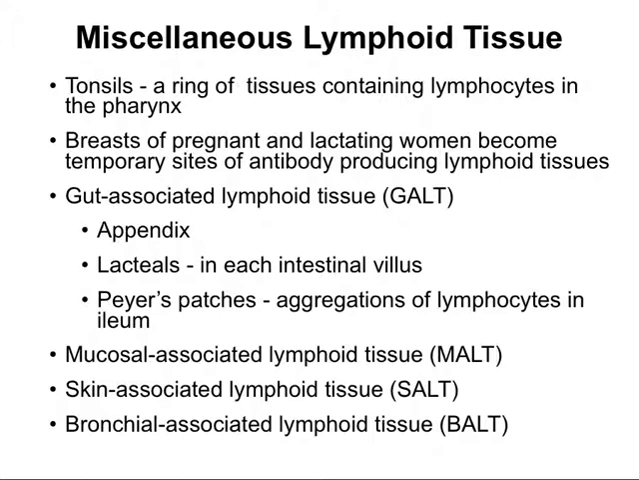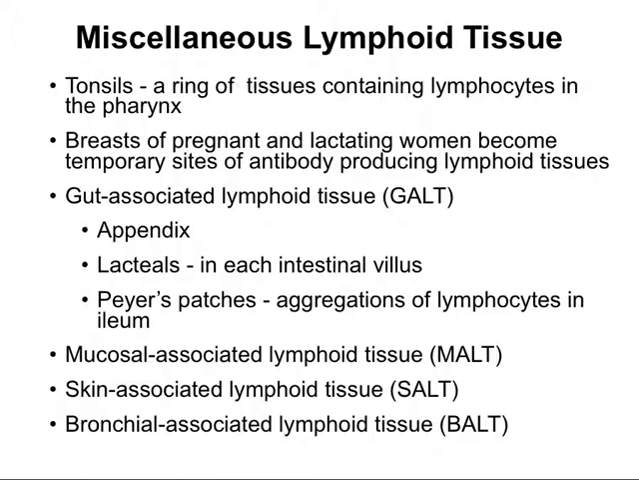The positioning of this diffuse system provides effective first strike potential against the constant influx of microbes and other foreign materials that come in the food and the air. So this miscellaneous lymphoid tissue is found in our tonsils. You're probably familiar, there's a ring of tissues containing lymphocytes around the pharynx. These tonsils detect any pathogens that we breathe in or swallow.